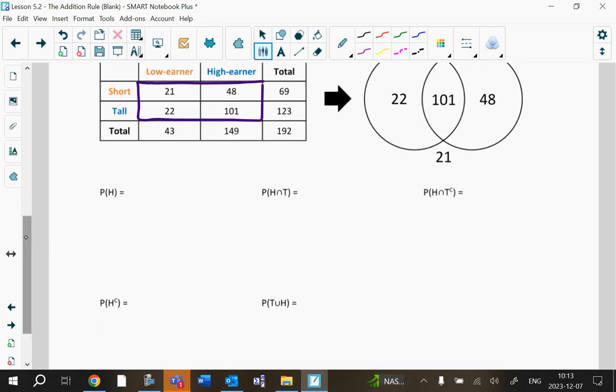So using either the table or the Venn diagram, what's the probability of selecting a high earner? 149 over 192. Here, with the table, you would just do this over this. If you were only given the Venn diagram, you'd have to add all the ones that are in H over all of them together. Okay? You may be just given one or the other. You've got to be able to calculate probabilities from both.